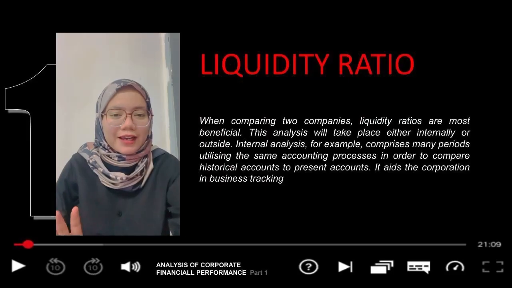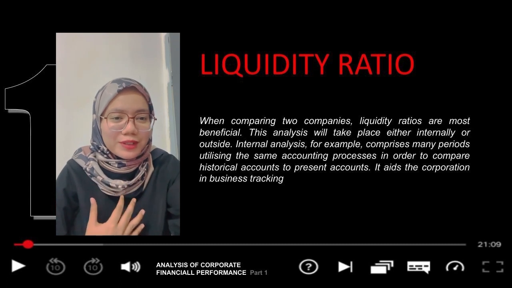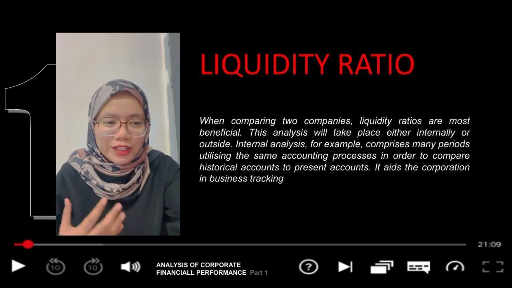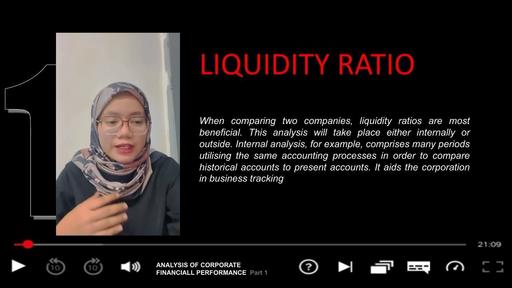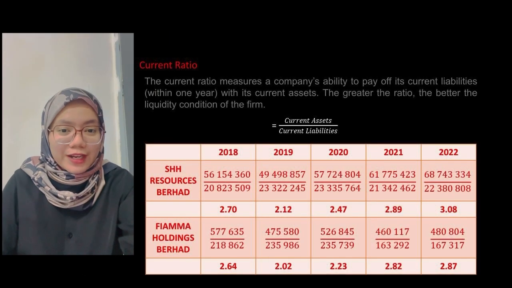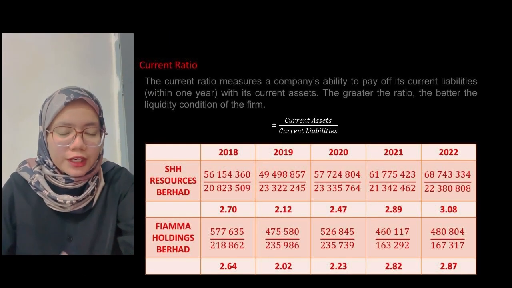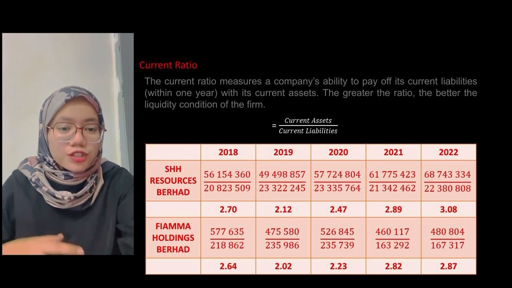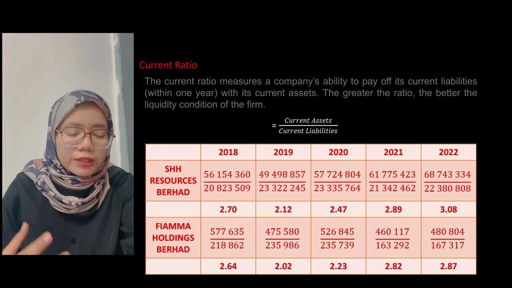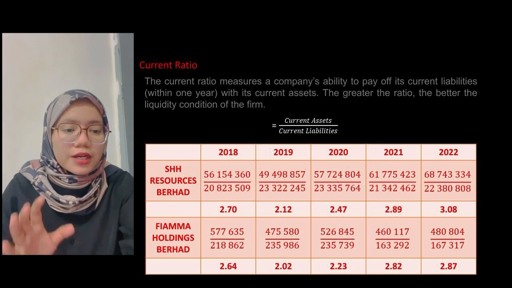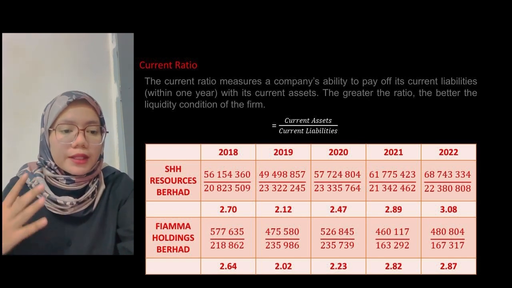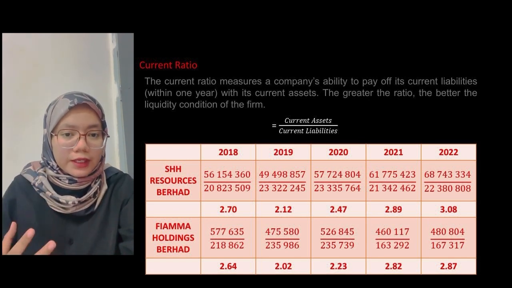Thank you. Hi everyone, my name is Maizura. I will begin with liquidity ratio. Liquidity ratio is defined as a type of financial ratio used to determine a company's ability to pay its short-term debt obligations. Now, let me explain briefly about current ratio. Current ratio is used to measure the ability of a company to cover its short-term obligations with its current assets within 1 year. The greater the ratio, the better the liquidity condition of the company.